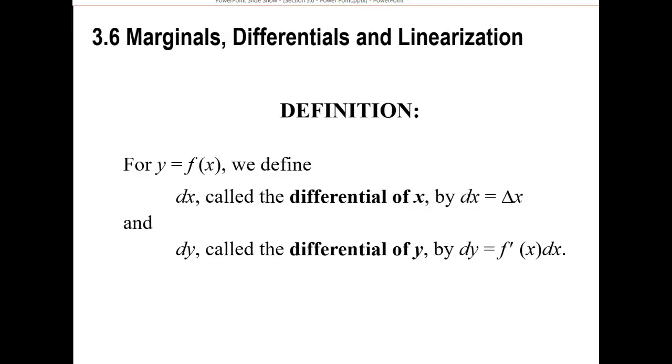All right, next here is a definition of what we call differentials. So for y equals f of x, we define dx, called the differential of x, by dx being the same as delta x, the change in x. dy, called the differential of y, we find by that formula: dy equals f prime of x times dx. Remember how we did delta y equals f prime times delta x? We're just plugging in our delta x using a dx, the differential. So if we use the d notation with dx or dy, it's just called a differential of that variable. In other words, how it changes.